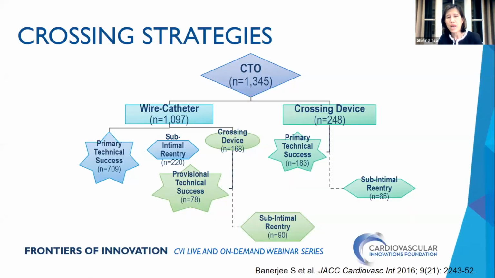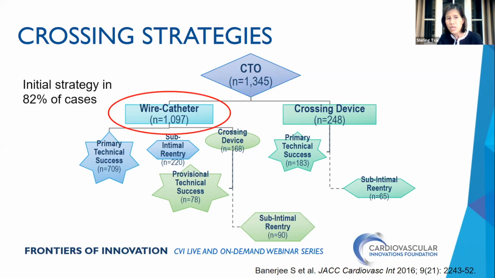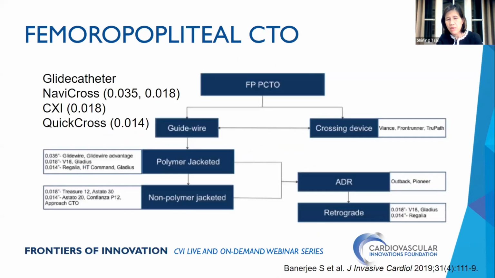So as we know from the XLPAD registry, CTOs can be approached in 2 general categories, either with a wire catheter approach or a crossing device. And based on the XLPAD registry, the majority of us would start with an initial attempt with a wire catheter approach, 82% of cases. So if we're going down the road of a wire catheter, there's generally some algorithm, so some idea in your head about how you're going to go along doing this.